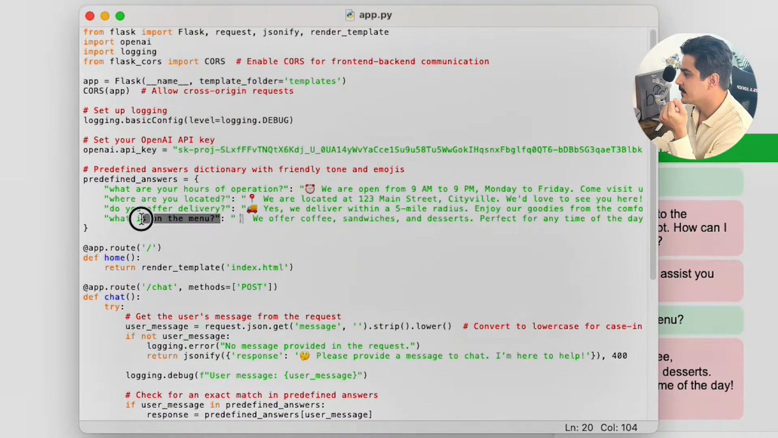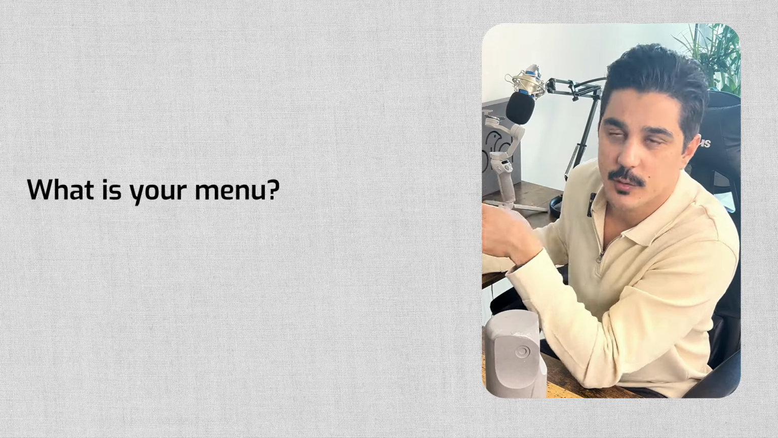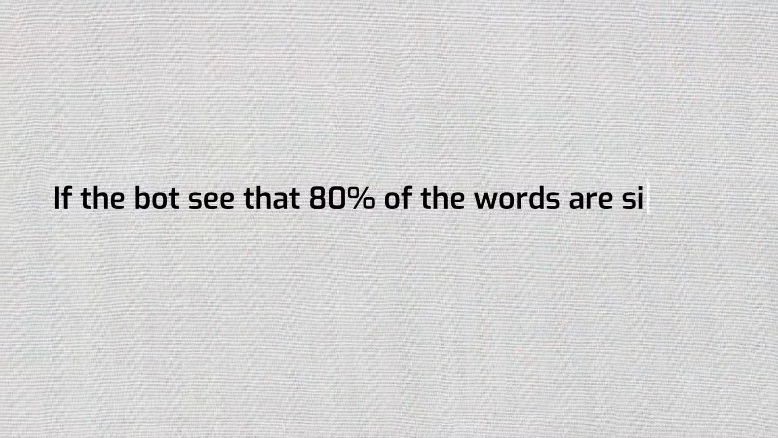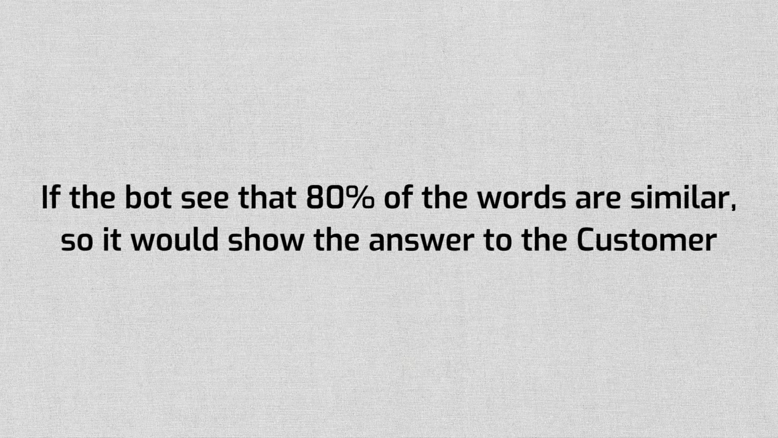If you ask this AI chatbot a different type of question than this, for example, right now we mentioned what is on the menu. So if the customer asks what is your menu or what do you have on your menu, this AI chatbot cannot answer based on the predefined question. You must use fuzzy. This technique will find the question similar to your predefined answer. So if it understands they are 80% similar, it will show the same answer to the customer.